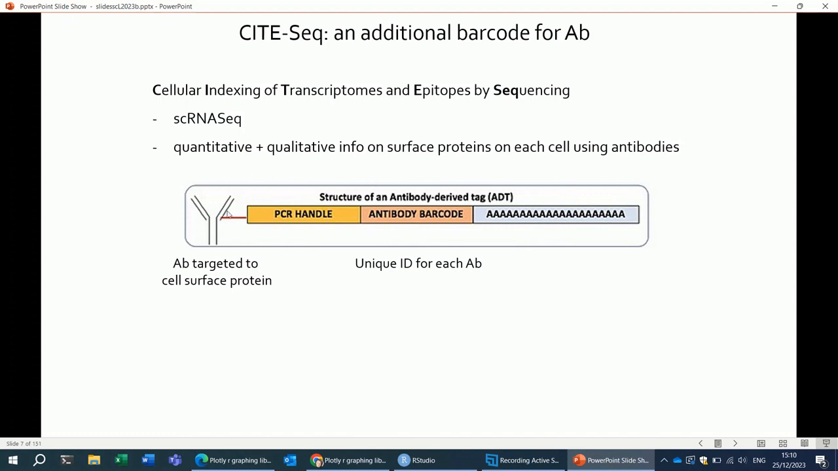These antibodies are linked to a piece of DNA that contains a poly-A tail, a part that will bind to the sequencing primer and to the primer that is used for PCR amplification. And here in the middle, it will contain a barcode, a sequence of DNA that is unique for every antibody in the panel. Every cell surface protein, every antibody will have its own unique sequence here.